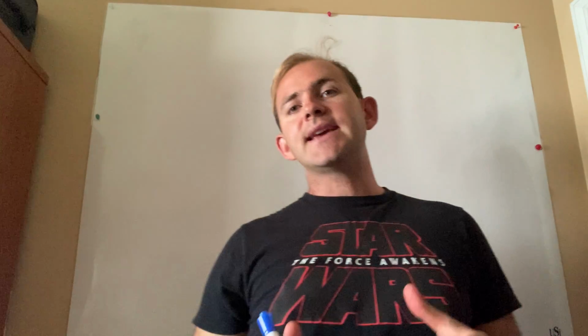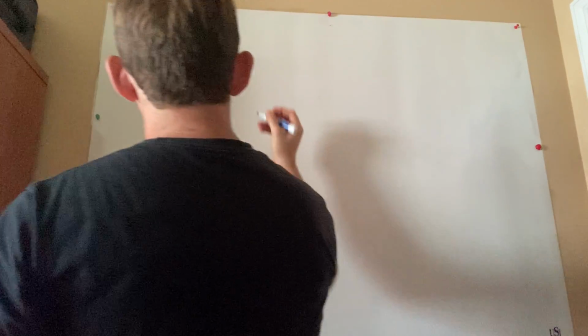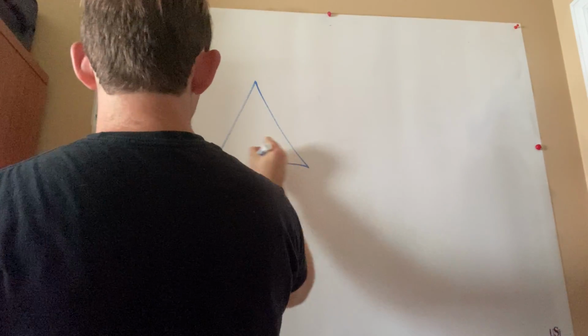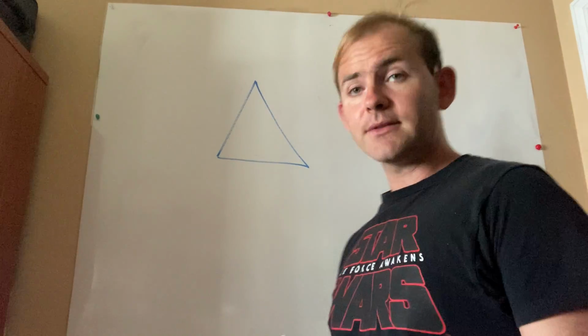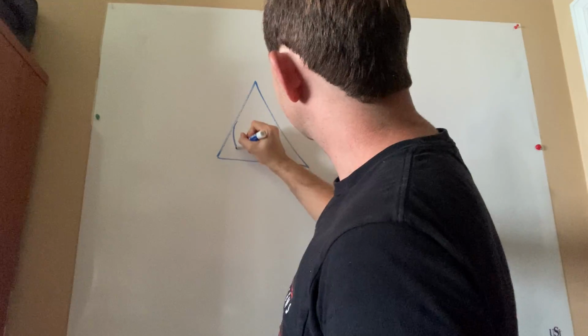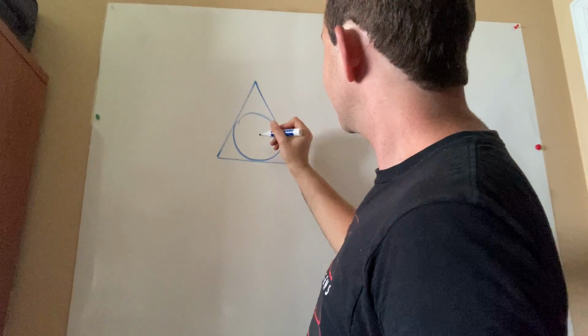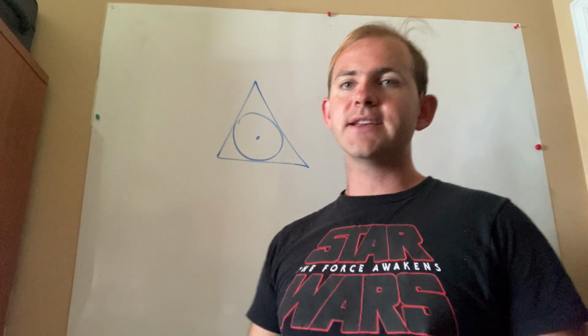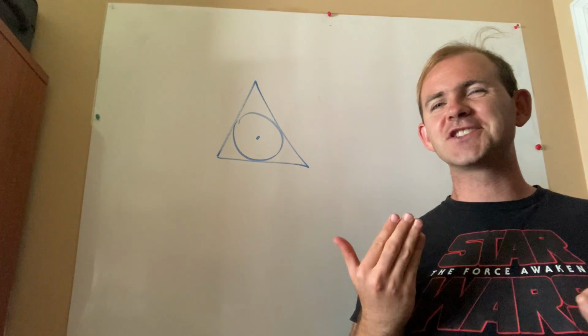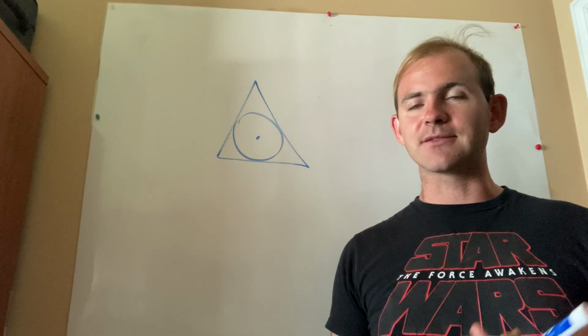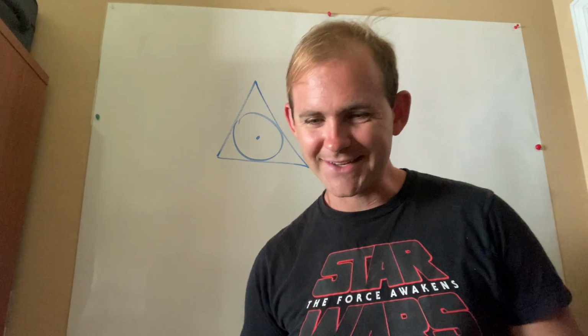Now, in order to understand the Incenter, I want you to first recall what we said about the circumcenter. We said that the circumcenter was the center of a circle that was drawn around a triangle, right? By contrast, when we talk about the incenter, instead of drawing a circle around a triangle, we're actually going to be drawing a circle inside. And thus, the incenter is just the center of a circle that's drawn inside. Hence the term incenter. Okay?